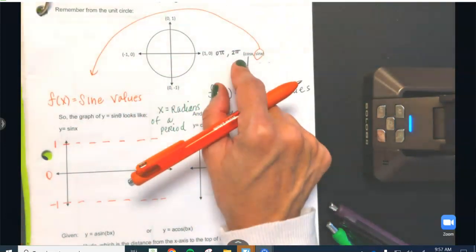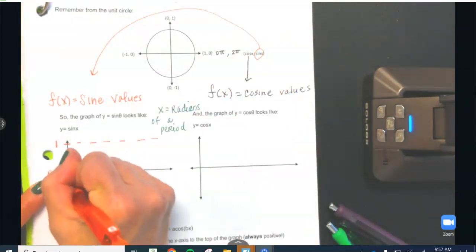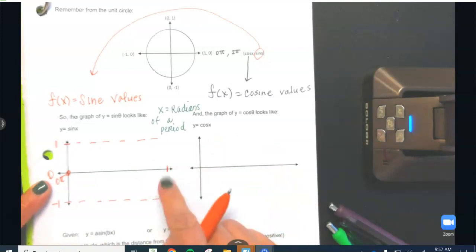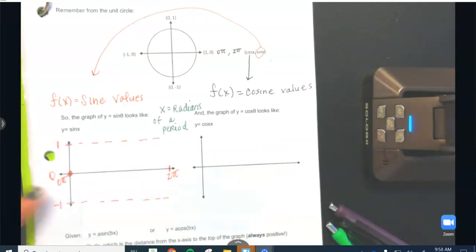All right, now again, if I trace this all the way around, I'd start at 0, I'd end at 2 pi. That goes on the x-axis. So let's write 0 pi right here. And as far right as you can, let's write 2 pi. And let's just plot the outputs.